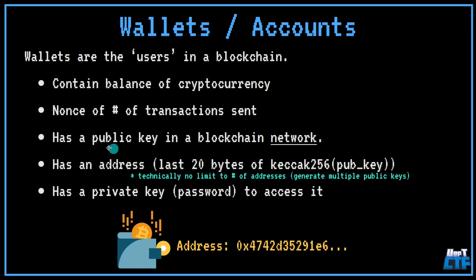And they also have a public key and a private key. And these are the ways that it's able to send transactions. So how am I able to know that this person is the one that's sending the transaction? Well, we have to use a digital signature. And the way that we implement the digital signature is a public and private key. And the address is just a public key, but it's the last 20 bytes of the hash.